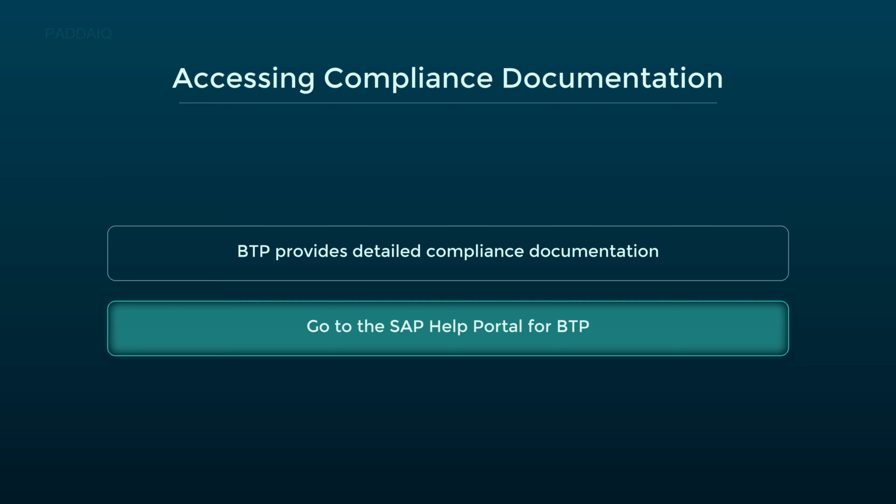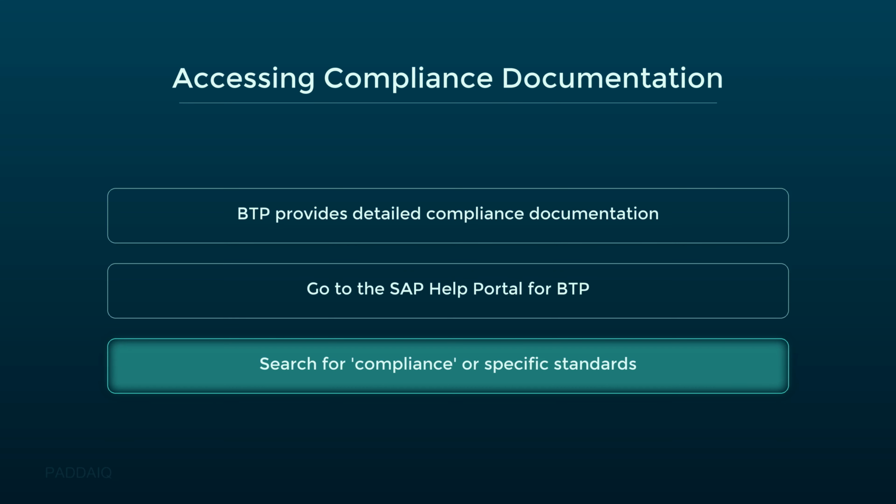Go to the SAP Help portal for BTP. This is the official online library where you can find all the detailed compliance documents for the platform. For instance, if you need to check data privacy compliance for your application, you can search for the relevant guides there. This ensures you always have the correct and latest information at your fingertips.